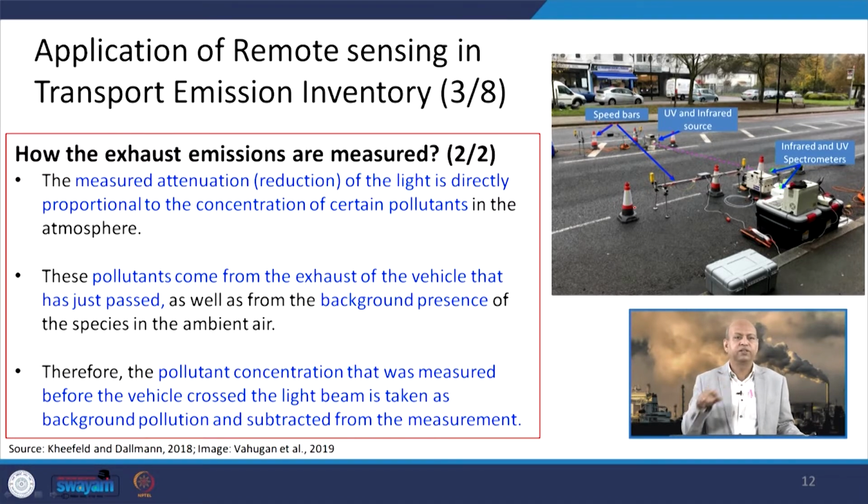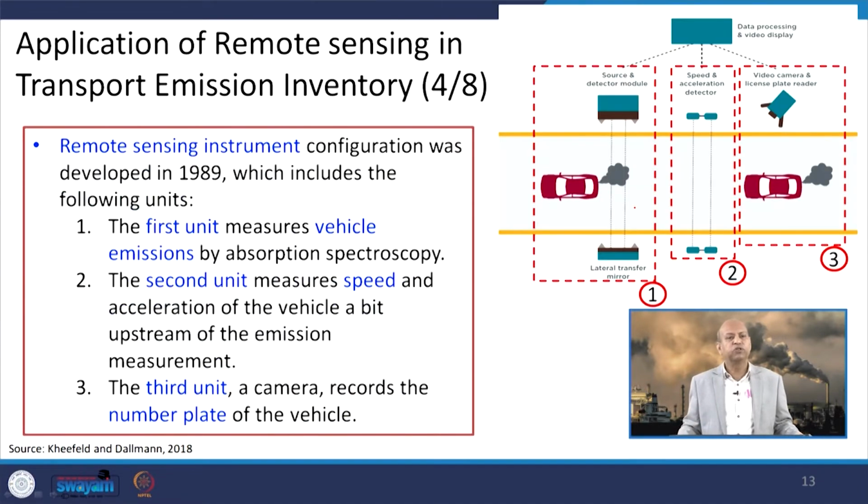in that particular area, and these pollutants come from the exhaust of the vehicle that has just passed, right. As well as from the background presence of the species of the air pollutants in the ambient air. So, therefore, the pollutant concentration that was measured before the vehicle crosses that particular light beam and then taken after the vehicle crosses. So, the difference of that particular concentration gives how much pollution has been released by the particular vehicle, right.